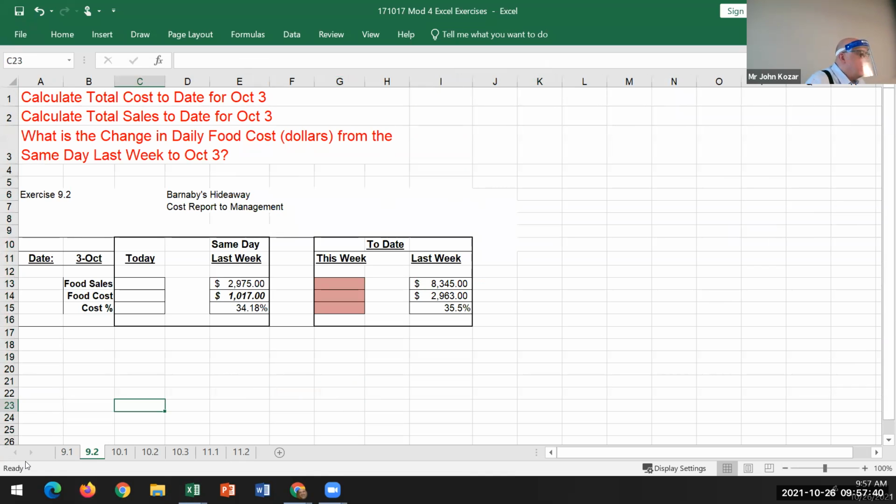9.2 is referring back to 9.1. Realize I probably could put that in there. So we're looking at the sales, food cost, and cost percent for October 3rd. So that's for the day. So sales for October 3rd.